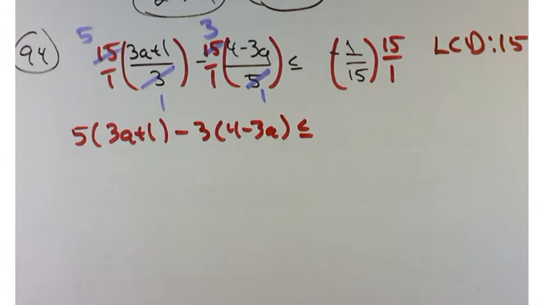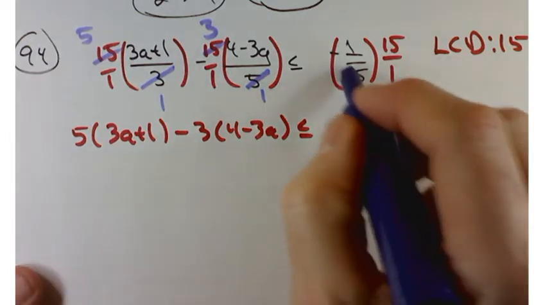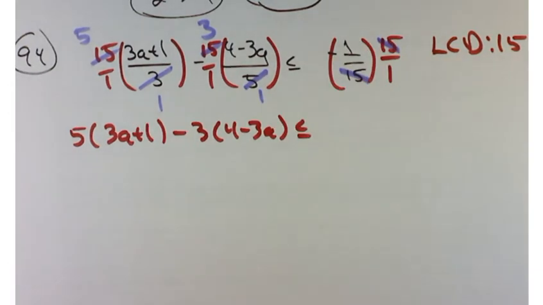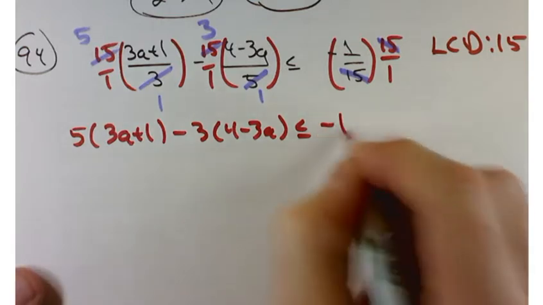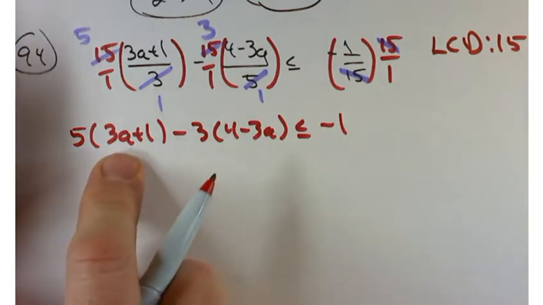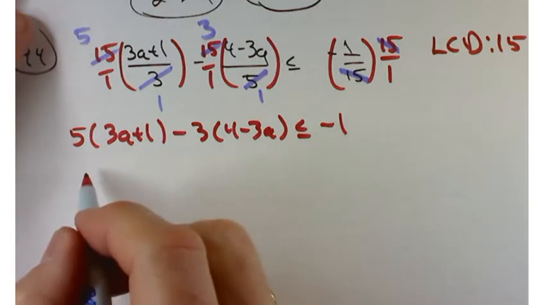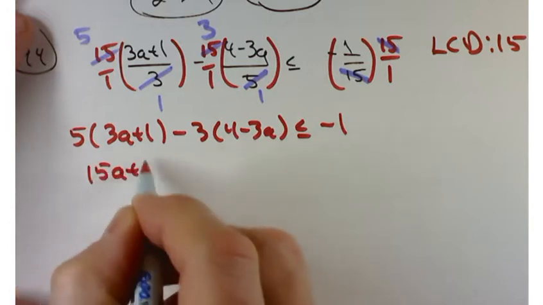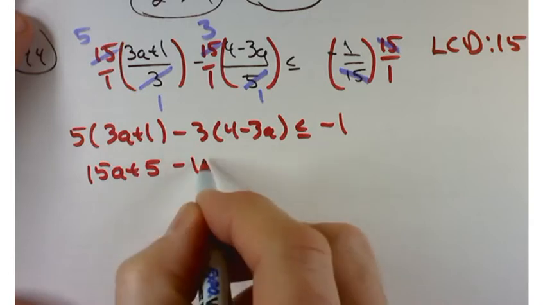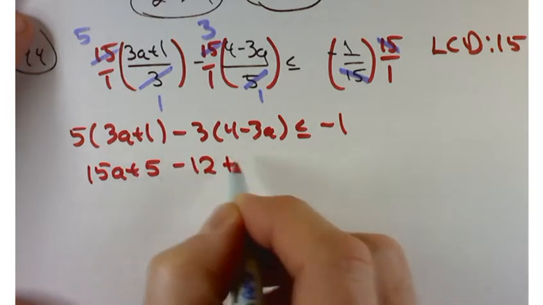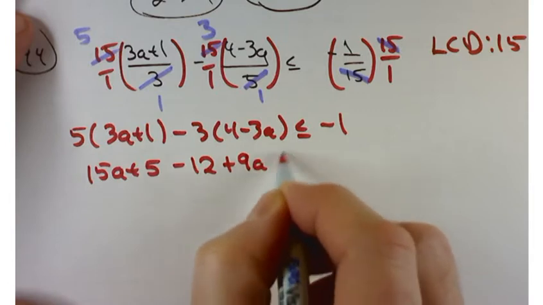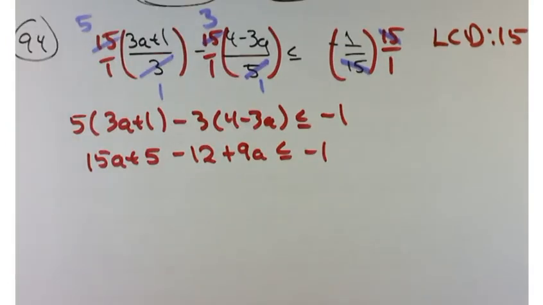How about the right-hand side? Dwayne, what am I left with on the right-hand side? Good. Negative 1, just the numerator there. Thank you, sir. So negative 1. If I distribute here, what would I get? Zach? 15a plus 5 minus 12 plus 9a. Perfect. And on the left-hand side, we've got like terms. So thank you, Zach.